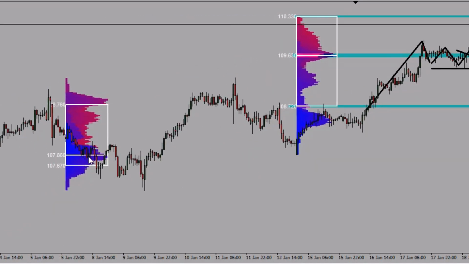Okay, so let's move on to this day. All right, so here, value area is a little bit smaller.